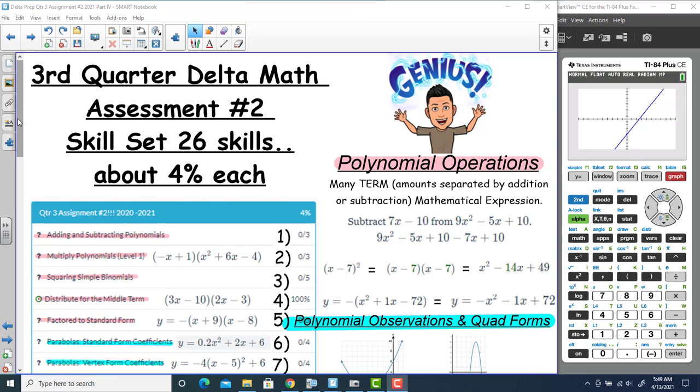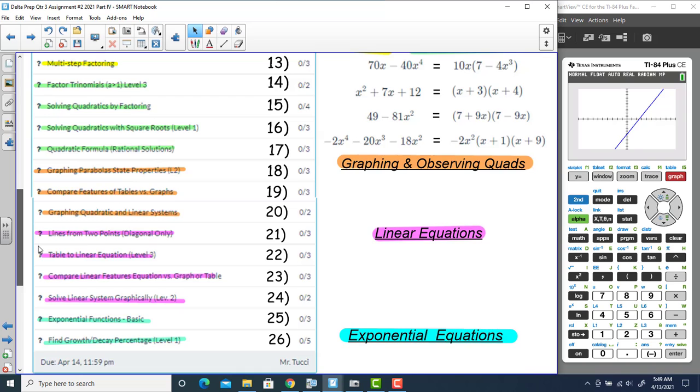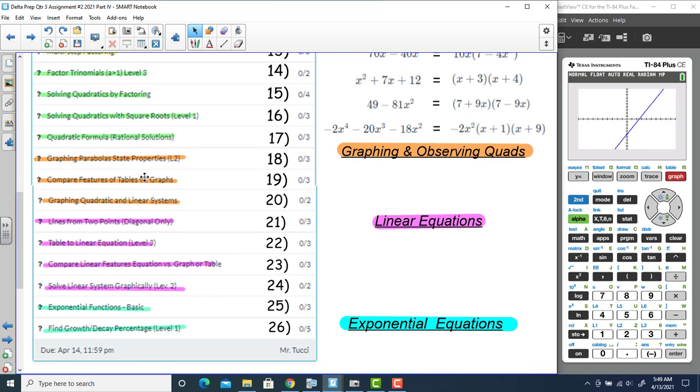In this lesson, I want to take a look at some of the final skills in our Delta Quarter 3 assignment number 2 package. Specifically, I want to look at the skills that deal with graphing and observing quadratic behaviors and working with linear equations, which you haven't seen in quite some time.